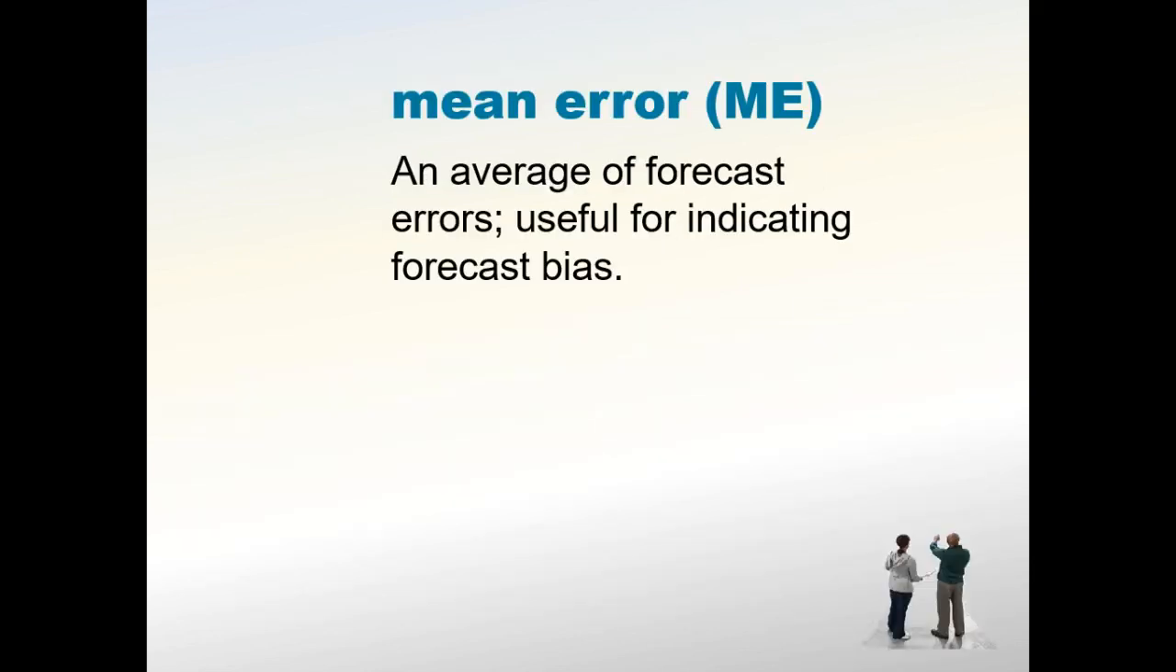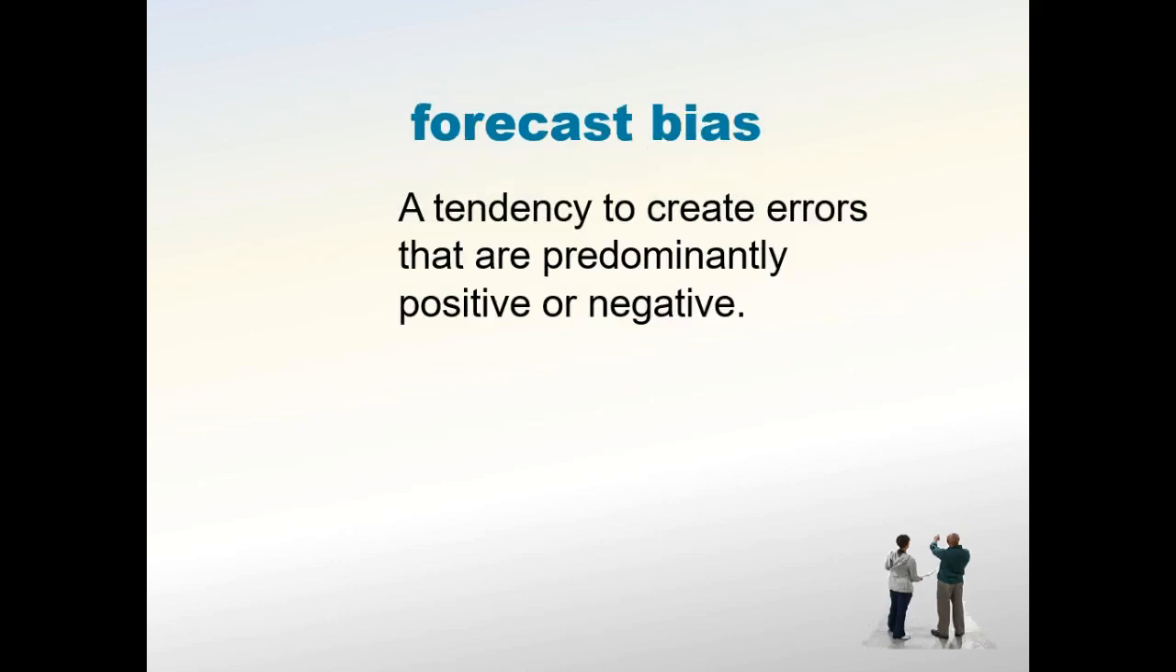So again, mean error is the difference between an observed value and a predicted value. And forecasting bias is a tendency to make forecasting errors of a certain type, such as consistently predicting too high or too low. Forecast bias is central to forecast evaluation because we can control for any error made consistently and thereby make more accurate forecasts in the future. So remember, forecast bias is the tendency to create errors that are predominantly positive or negative.